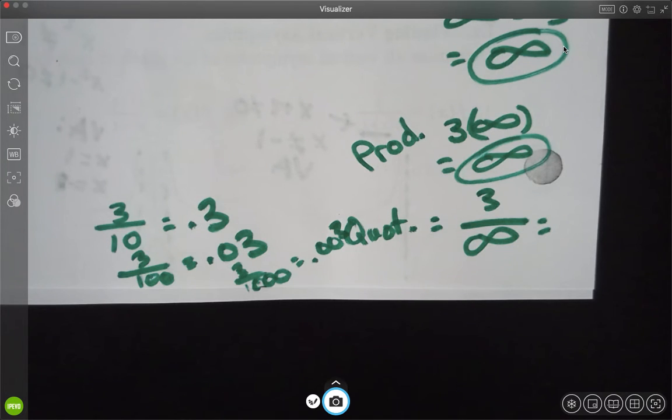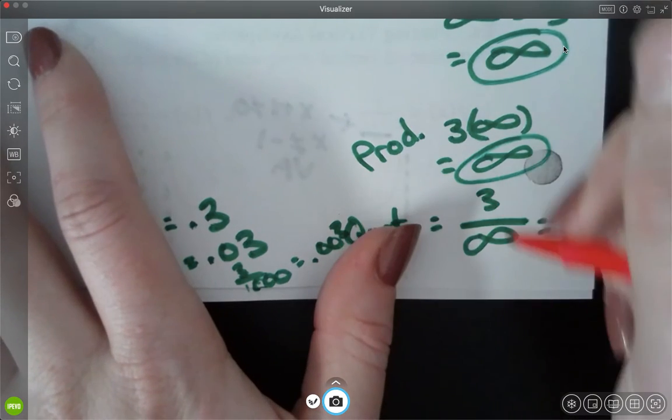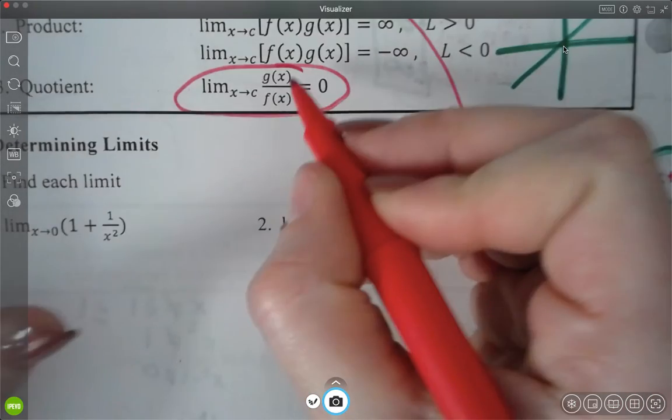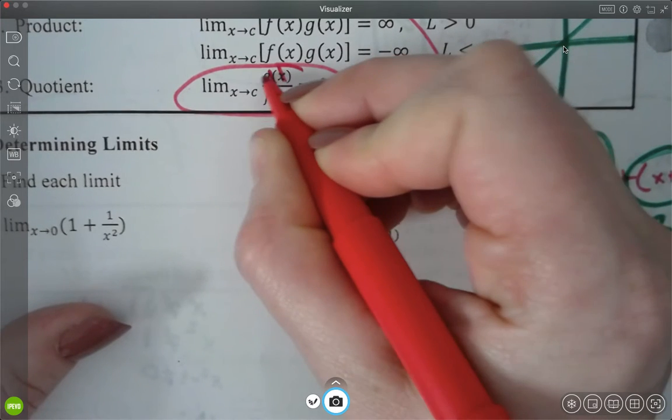I'll restate. If I take a constant and I divide by infinity, as that number gets larger and larger, like 10 goes to 100, 100 goes to 1,000, 1,000 goes to 1,000,000, what number do 0.3, 0.03, 0.003 get closest to? 0, right? So if you have a constant divided by infinity, it's going to get closer to 0. That's what this is saying right here. If you have a quotient where g of x is the constant, this is just a number, and this is infinity, it's going to be 0.